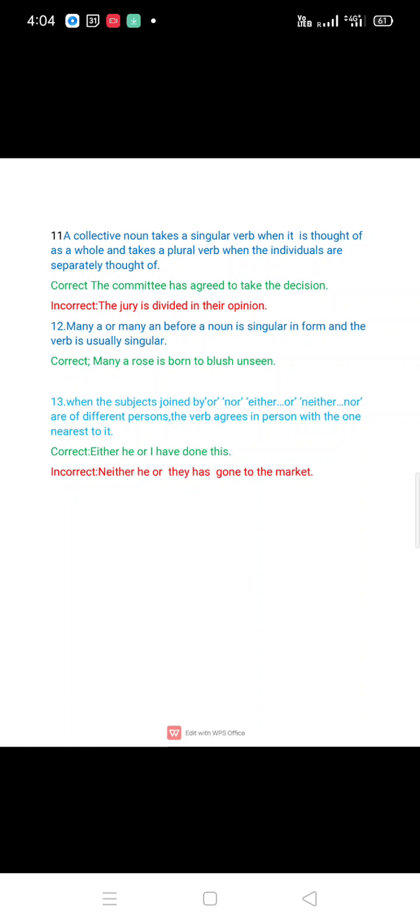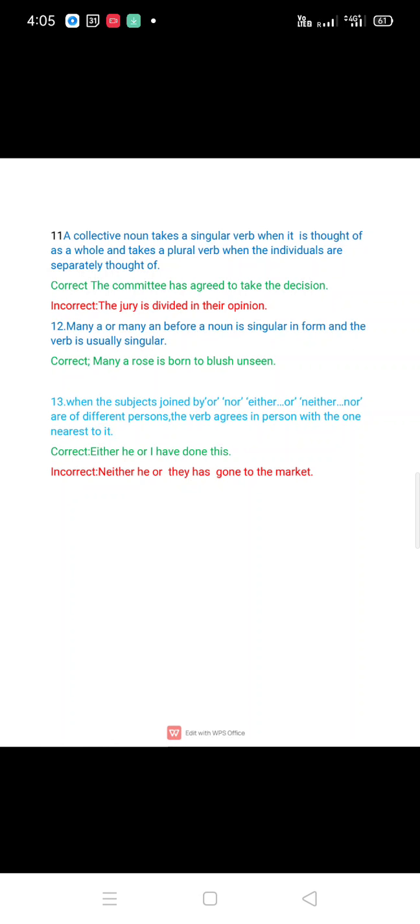In the sentence, either he or I have done this, here you can see two subjects, he and I, of different persons. Here I first person and he third person. So different persons in a sentence and the subjects are joined by either or. Okay, and that's why the verb agrees in person with the one nearest to it. That means here nearest person is I. Okay, and that's why have verb is used here. If the sentence is either I or he, then has verb should be used.